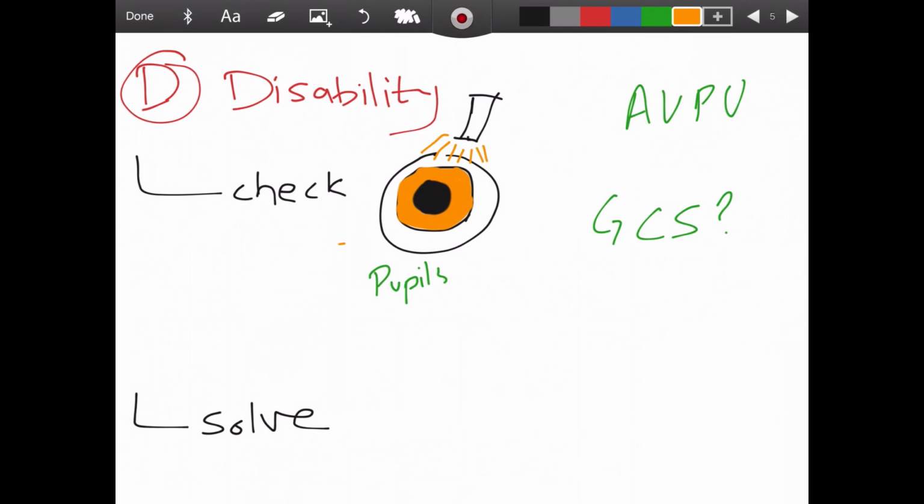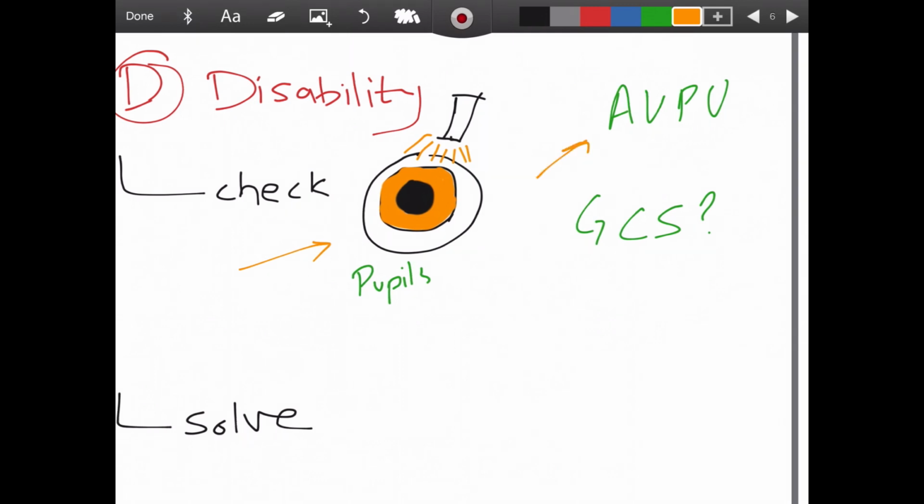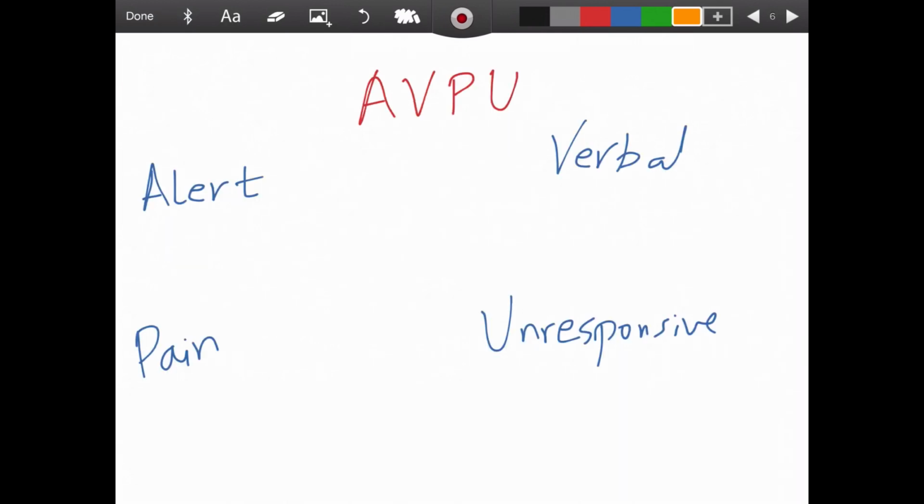So number one thing you can start off with is take a torch and shine a light in the eyes to check if the pupils are responsive. Next, you can measure the level of consciousness using AVPU, and now we will talk about what AVPU is. We will determine whether the patient is alert, verbal, pain, or unresponsive in the AVPU score.